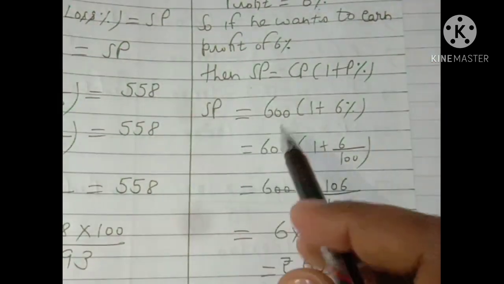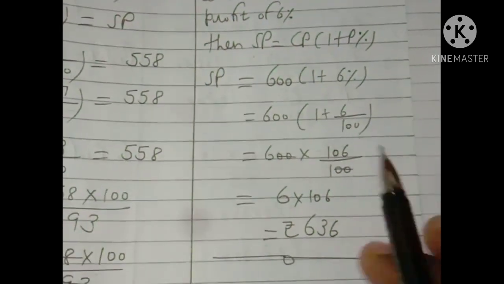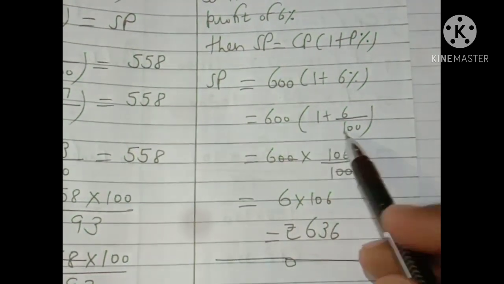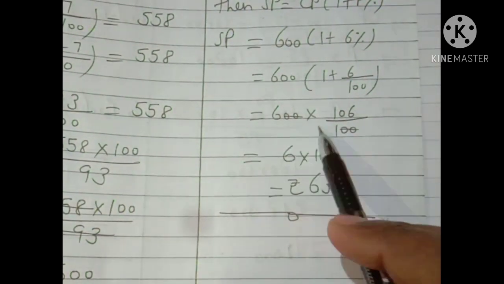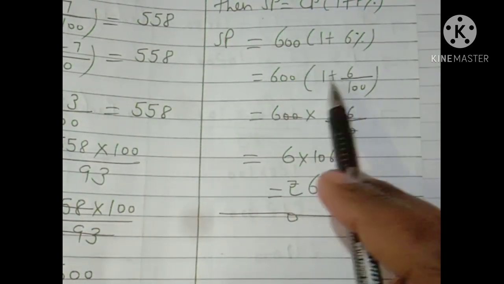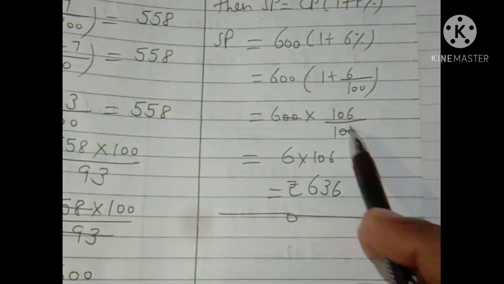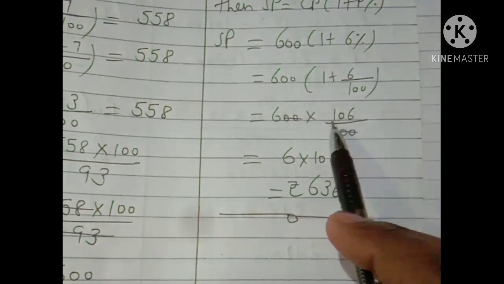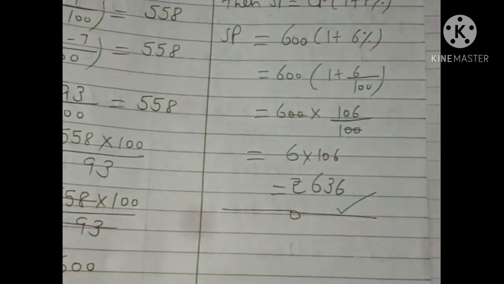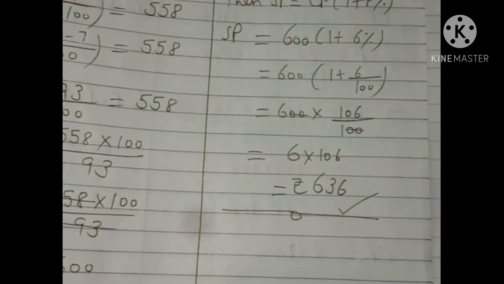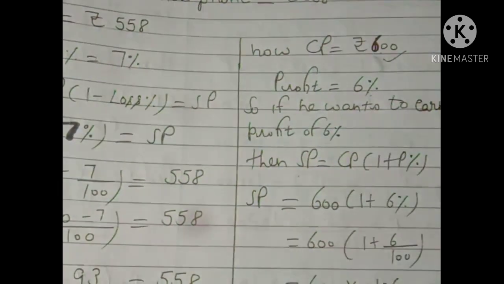So it will become SP is equal to 600 into (1 + 6%). In the next step, 600 into (1 + 6/100). After taking LCM, it will become 600 into (100 + 6)/100, which is 106 over 100. After cancelling the two zeros, it will become 106 into 6, and after multiplication it will become 636. So this is the selling price if we want to earn a profit of 6%.